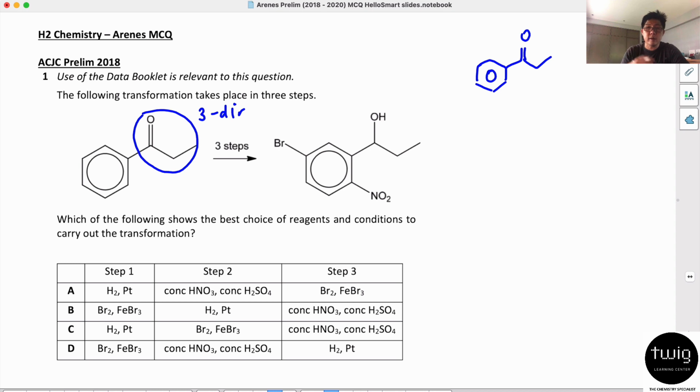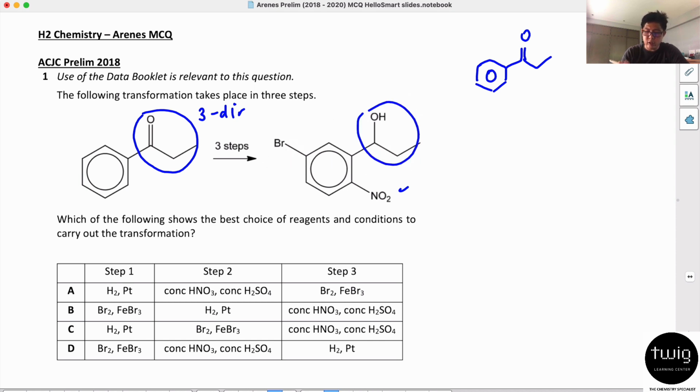Okay, the thing about this type of question is this. You can see there are 3 substituents here, 1, 2, 3. So what we're going to look out for is that the first 2 substituents will have to direct the last substituent to the same place, all right? Which means, say for example, this group and this group. So if you notice this alcohol group, let me give you an idea.